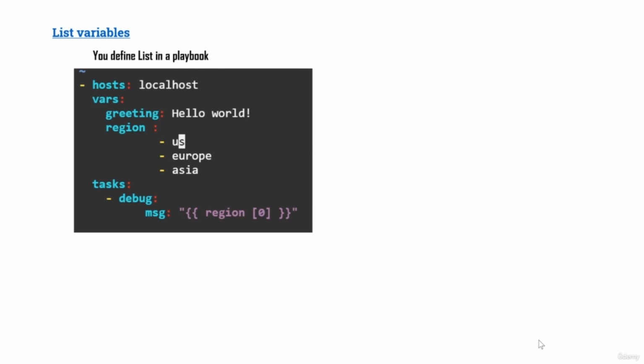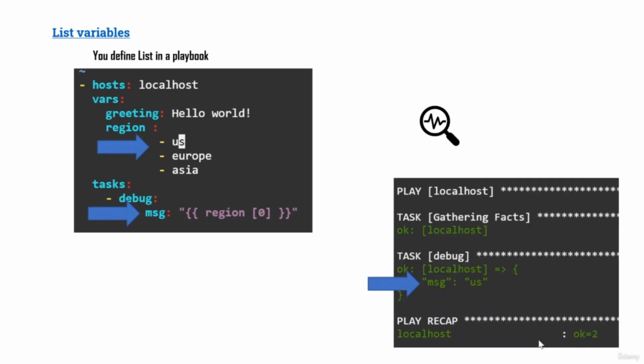So now let's talk about the list variables. Here you can define a list within the playbook itself. So for example, in this particular diagram, there is a particular variable called region, and it has a list of values. So that is the US, Europe, and Asia. And as an output, I'm just displaying the first element of that particular variable region, that is US. So that's about it. When you run this particular playbook, you'll get the value US. So this is how you define your list in a playbook.